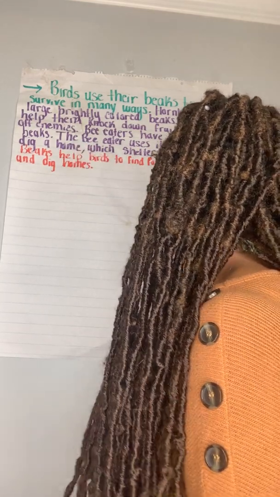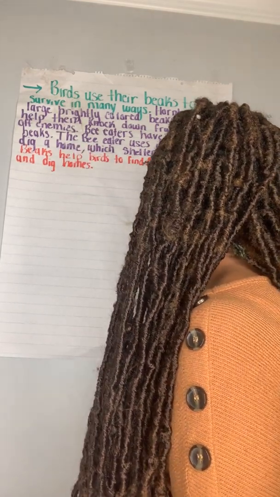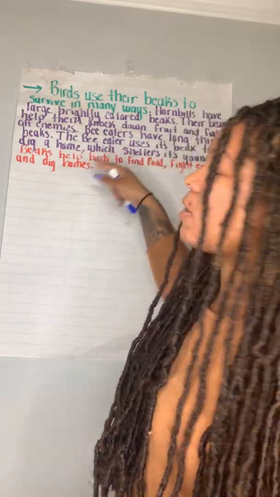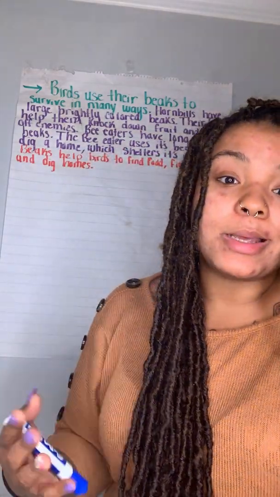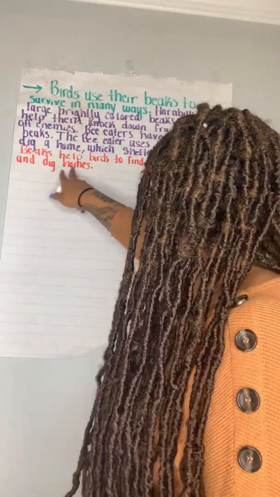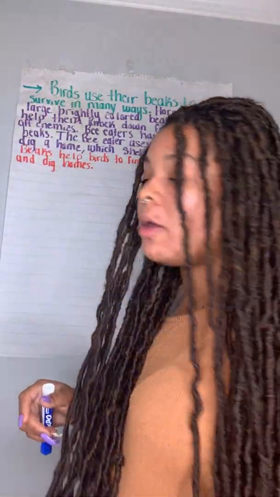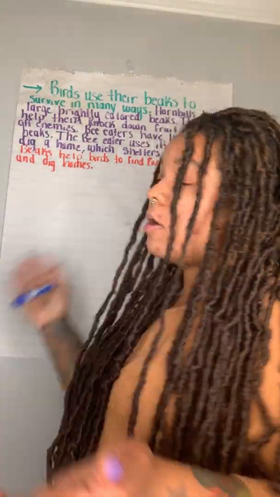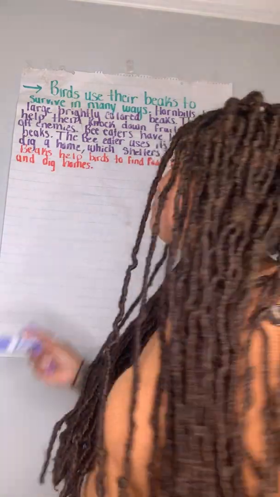And it fights off enemies. So I mentioned that again. It helps it fight enemies. And then I stated earlier that the bee eater uses its beak to help it dig a home. So I mentioned that in my closure. Okay? So let me just read it all together without any interruption.